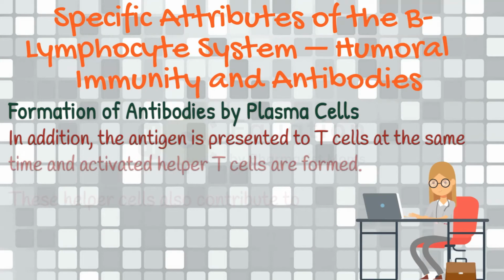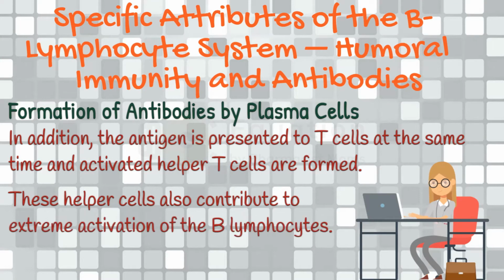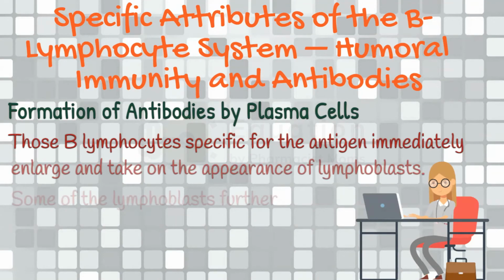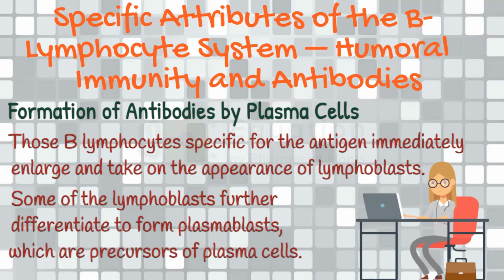In addition, the antigen is presented to T cells at the same time, and activated helper T cells are formed. These helper cells also contribute to extreme activation of the B-lymphocytes, as we discuss more fully later. Those B-lymphocytes, specific for the antigen, immediately enlarge and take on the appearance of lymphoblasts. Some of the lymphoblasts further differentiate to form plasmablasts, which are precursors of plasma cells.